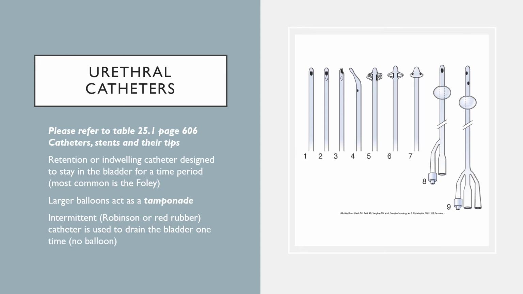Okay, we also have intermittent catheters. Those are referred to mainly as our red rubber and our Robinson. These are catheters that are used to drain the bladder one time. They have no balloon. You will often also hear them referred to as an in and out. Indwelling catheters are going to be used for drainage, bladder irrigation, hemostasis, and blood clot evacuation. So please do refer to that table so that you can get a good description of what each of these tips are.